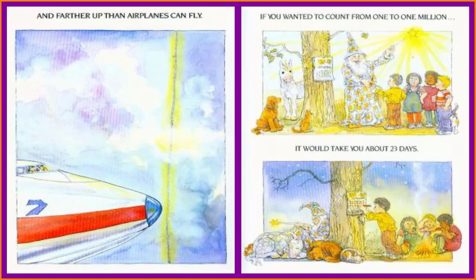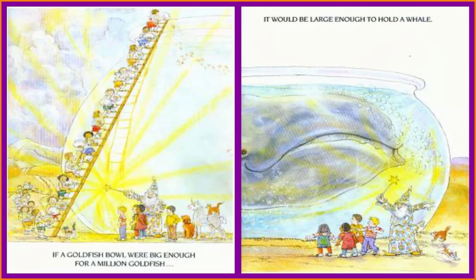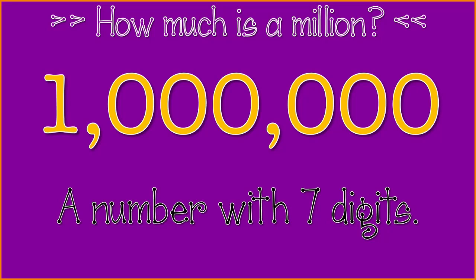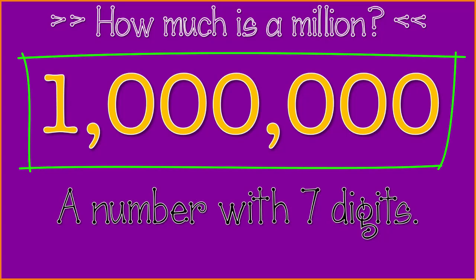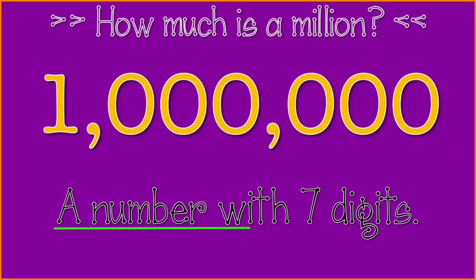If you wanted to count from 1 to 1 million, it would take you about 23 days. If a goldfish bowl were big enough for 1 million goldfish, it would be large enough to hold a whale. Boys and girls, this is what a million looks like. A number with 7 digits.